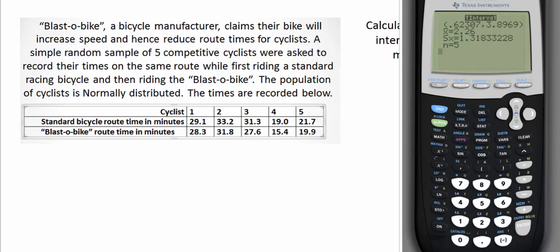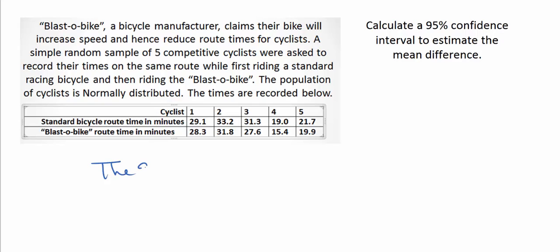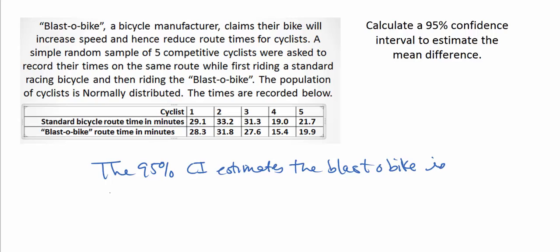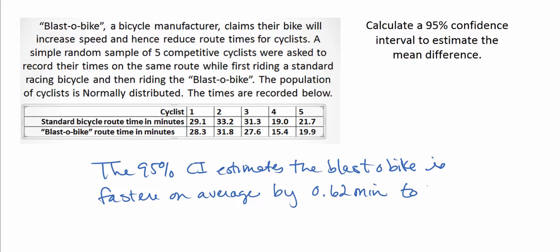Well, what does this mean? This means the 95% confidence interval estimates the Blastobike is faster on average by 0.62 minutes to 3.90 minutes.